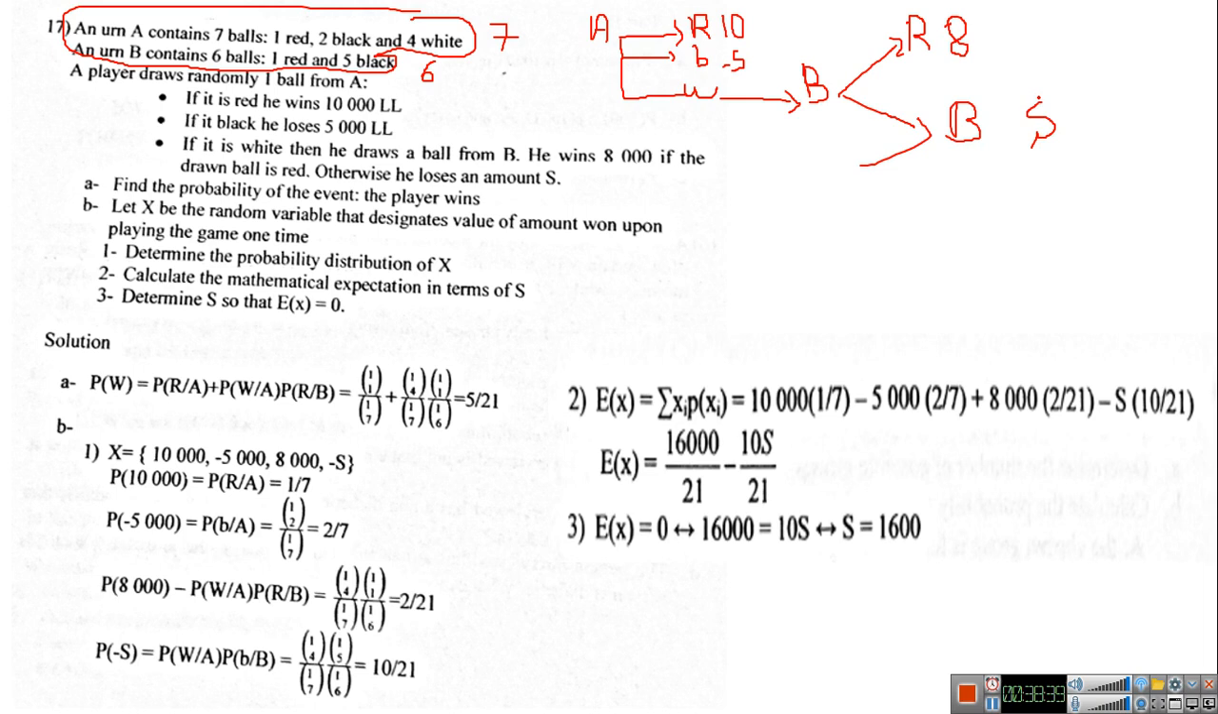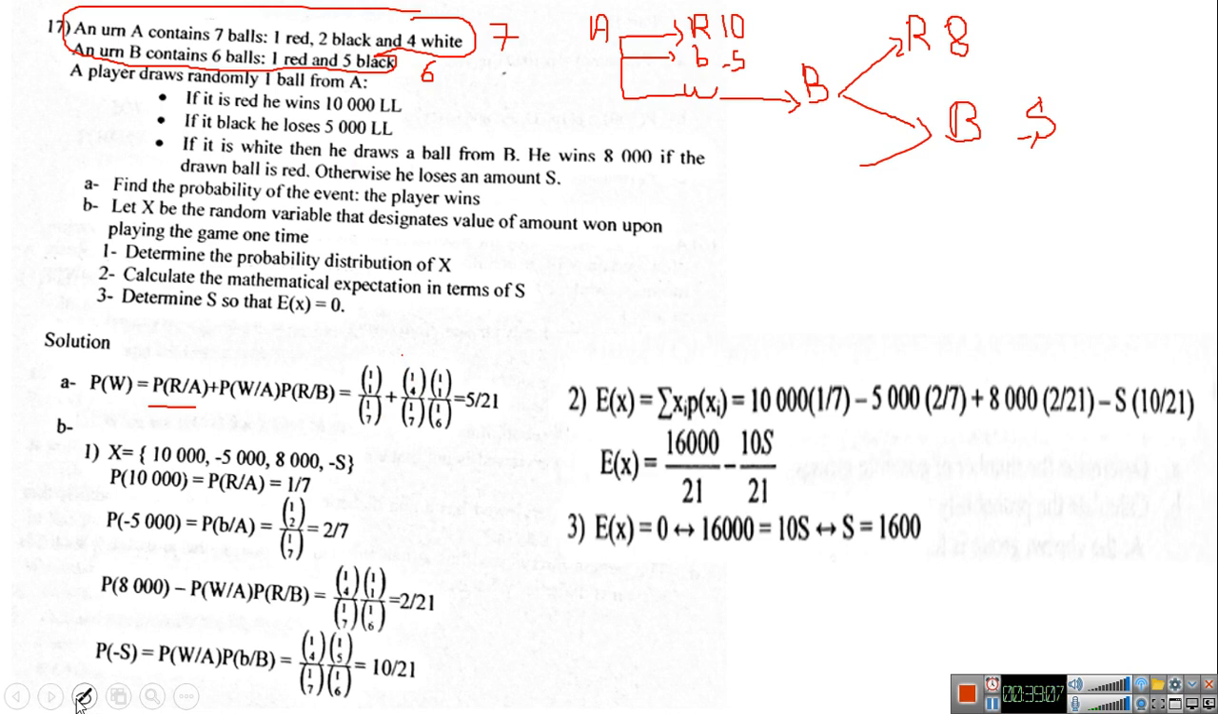Okay, S is a loss, minus. Find the probability of the event the player wins. The player wins if he's going to get a red from A, or a white from A followed by a red from B. So we have two choices. Red knowing A, so it's 1 out of 1 over 1 out of 7. Or white from A. We have how many white? 4. So 1 out of 4.